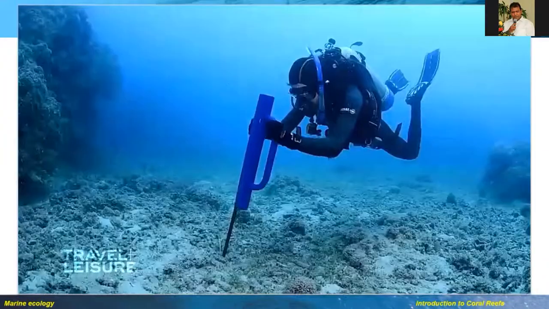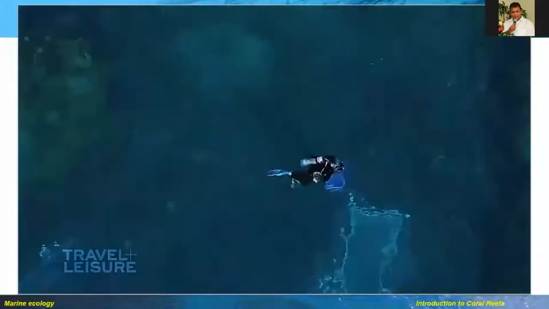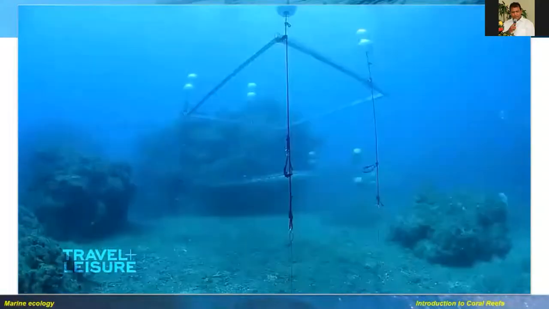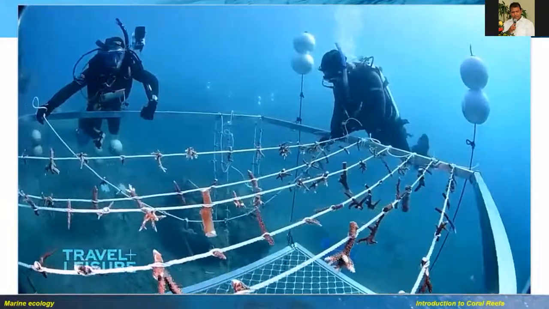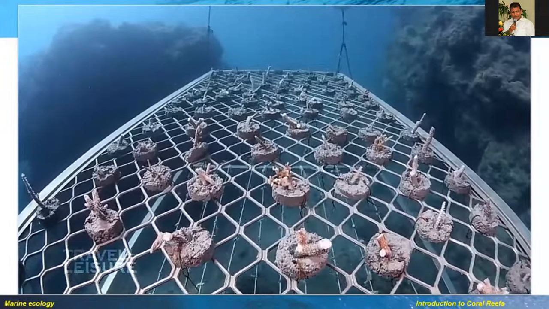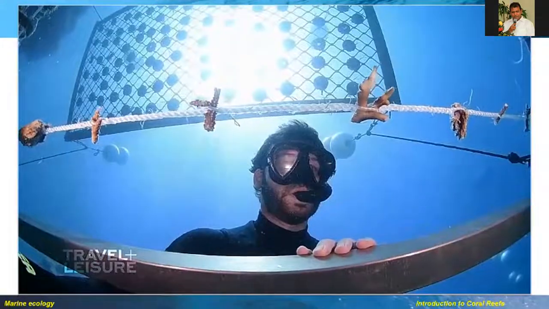There's two methods of coral propagation that we're using at the moment. Collect coral, put them onto nurseries that we've actually built under the water in the marine park, and then give the corals time in these nurseries to get to a suitable size where we can then plant them back into the damaged sites.